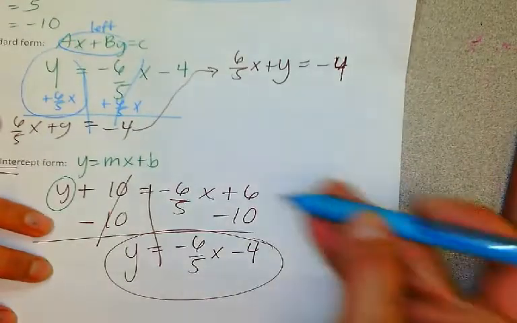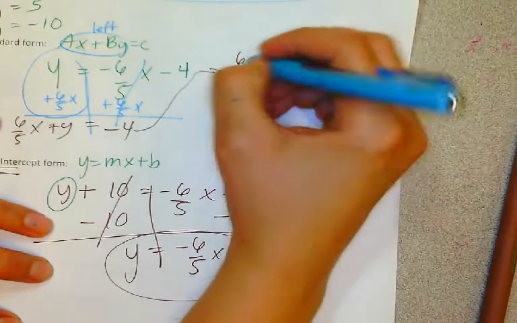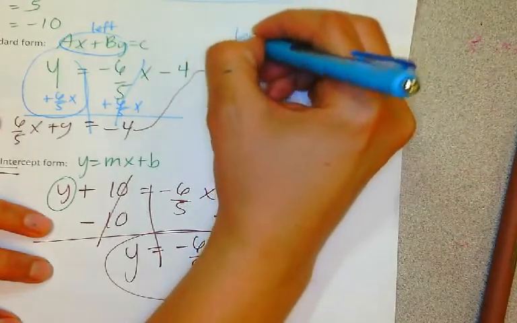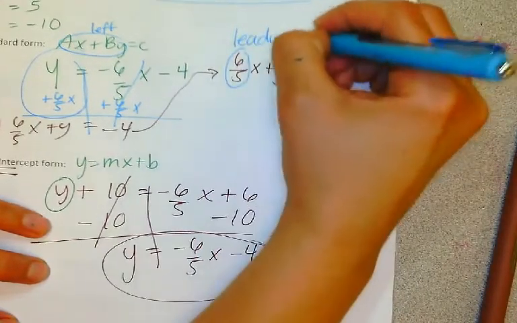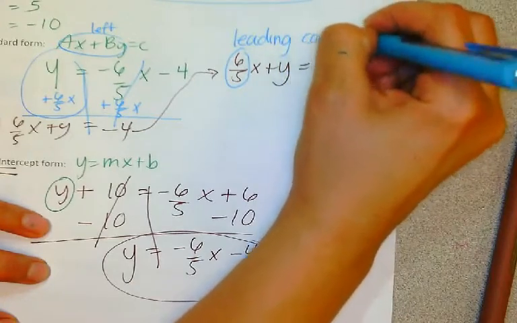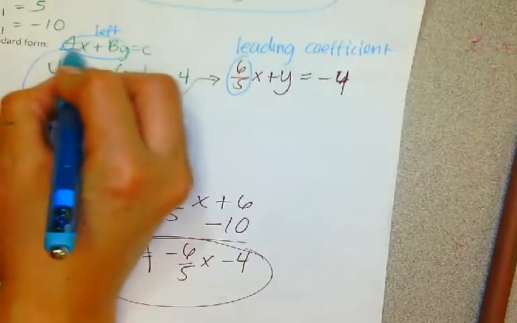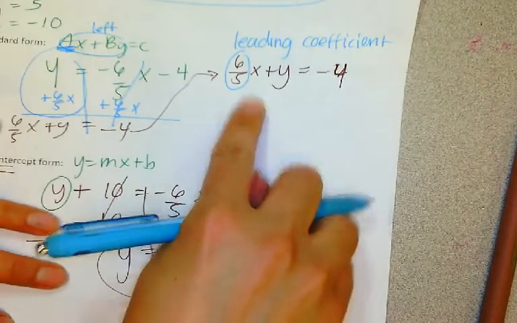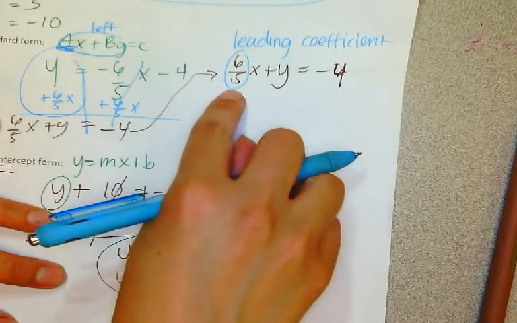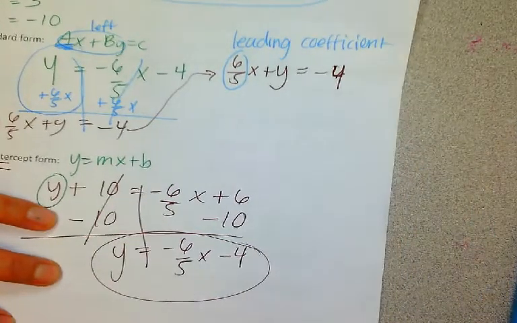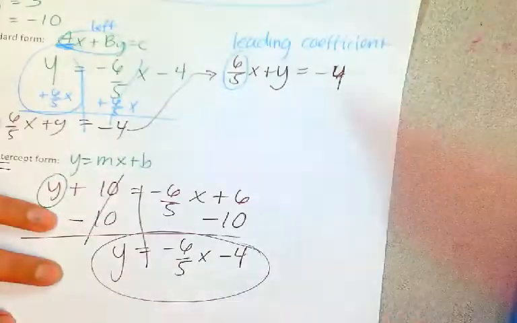Okay, but remember that for standard form, the leading coefficient, meaning the first coefficient, a, right, the a, cannot be a fraction or a negative. This one's a fraction. That means that I have to do something, so it's not a fraction.